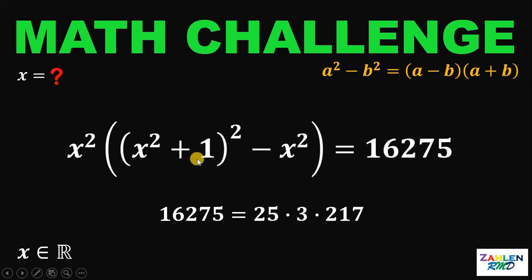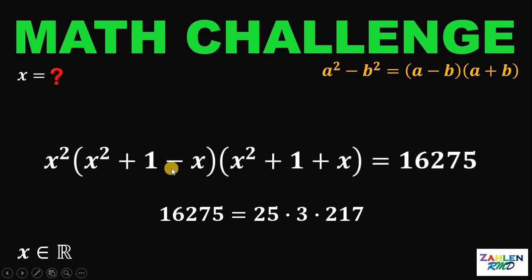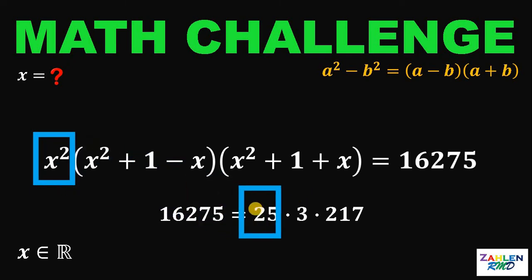Therefore, x squared plus 1 squared minus x squared can be factored as x squared plus 1 minus x times x squared plus 1 plus x. Now, here comes the observation part. Take note that we have a perfect square factor on the left-hand side, and on the right-hand side, we also have a perfect square factor, which is this 25. We know 3 is a prime, 217 is also prime. So the only perfect square number on the right-hand side is this 25.